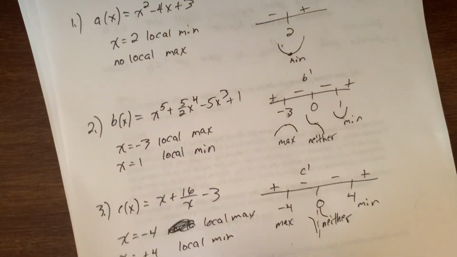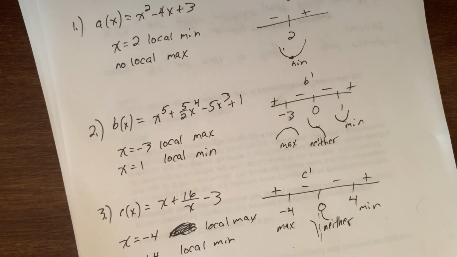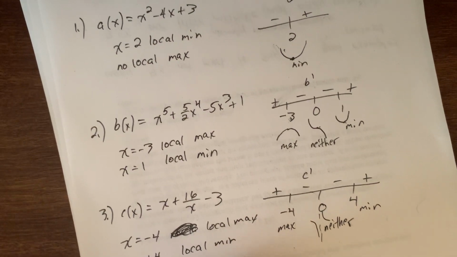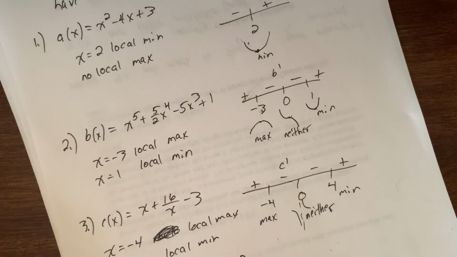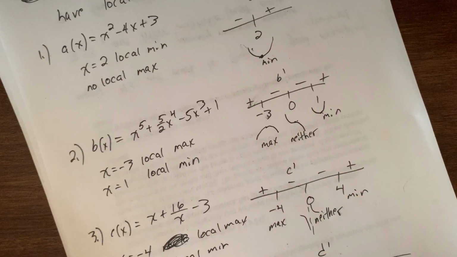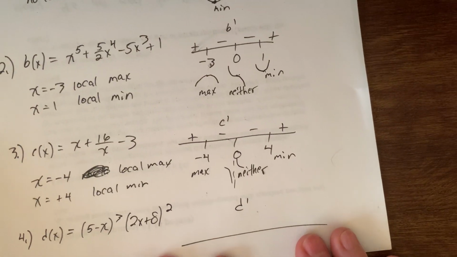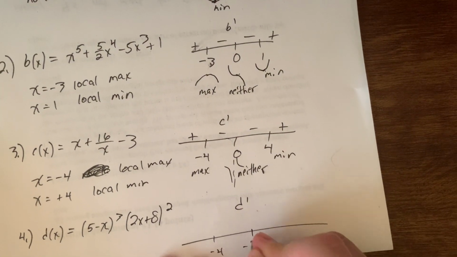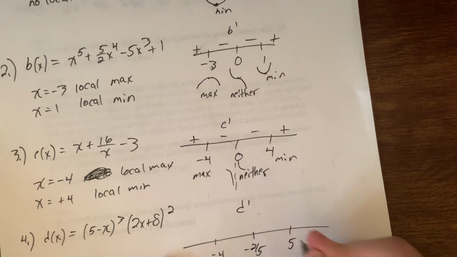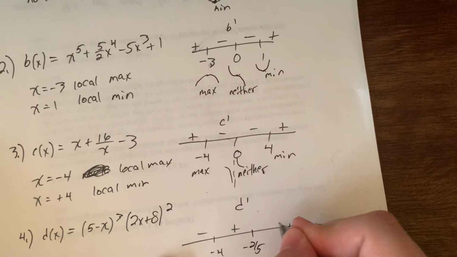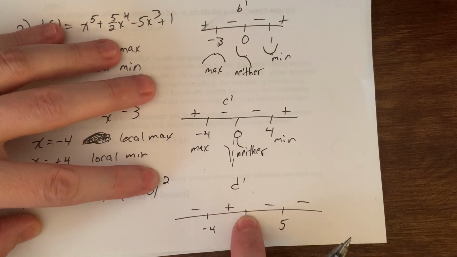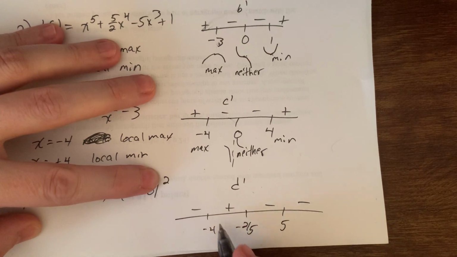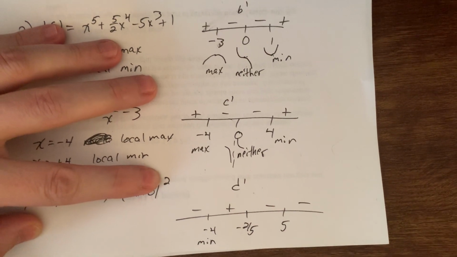Let's finish this idea. Number 4, let's look at d of x was the 5 minus x quantity cubed and the 2x plus 8 quantity squared, and we ended up with this test interval. We had d prime, we had -4, -2/5, and +5, and we went minus, plus, minus, minus. Same thing. Minus, plus, going down, followed by going up, that's minimum.